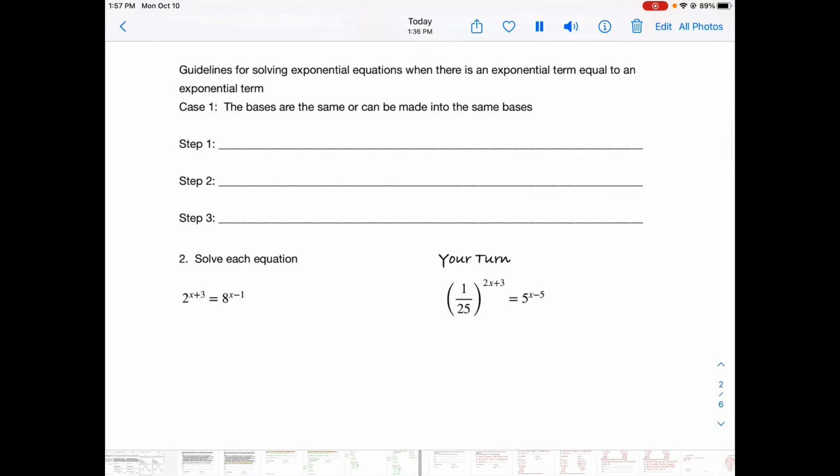Now we're going to learn our second technique, and this is when you are given two exponential terms. Two terms, a number raised to a power twice. Well, the power is a variable. There are two separate cases here.